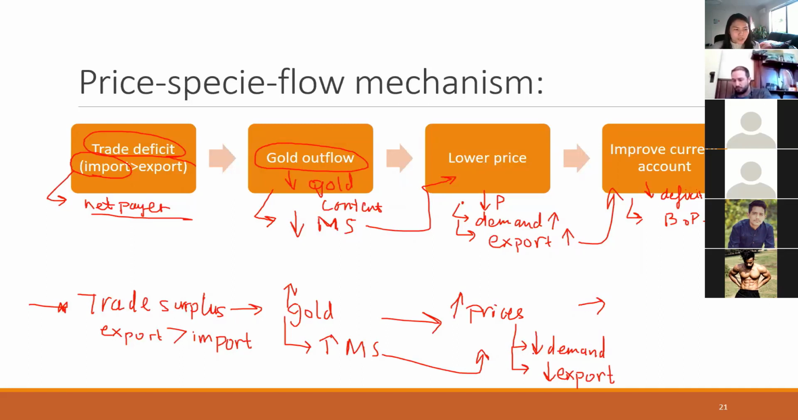So eventually, because our goods and services are too expensive, we will have less demand, and therefore our export is going to decrease relative to import. And as export decreases, our balance of payment will go back to equilibrium, which is zero. Okay. So this is how, whenever you have a trade imbalance, through the change in the gold content of your economy, it will correct itself. Okay.